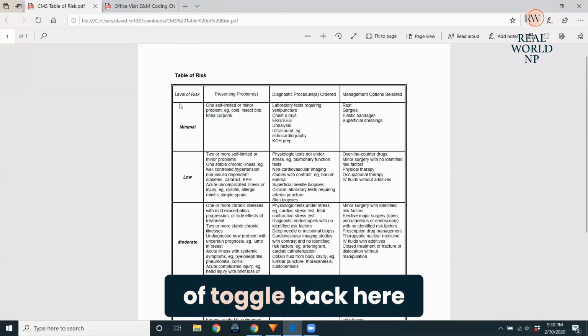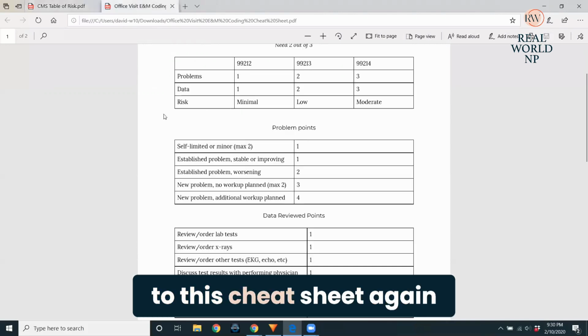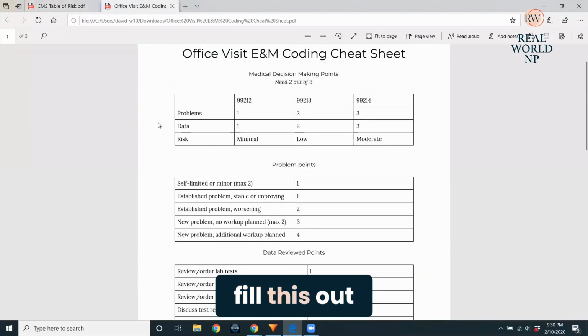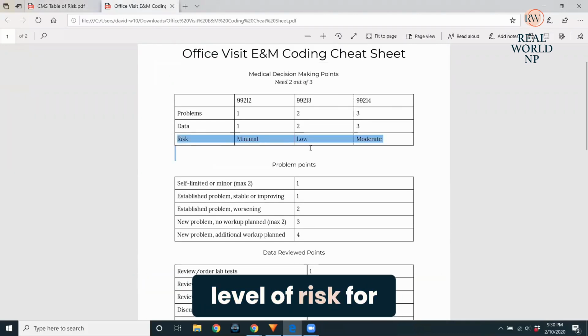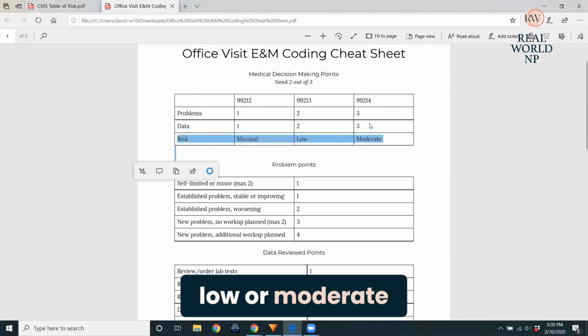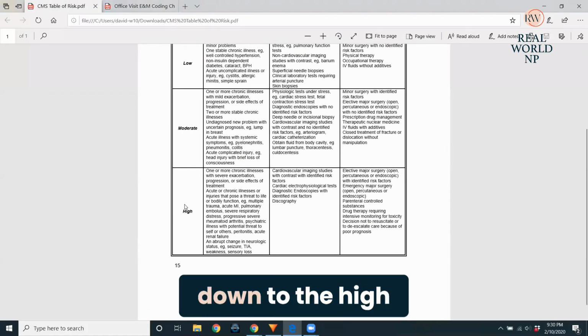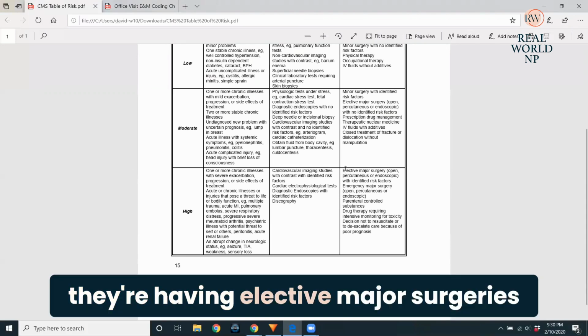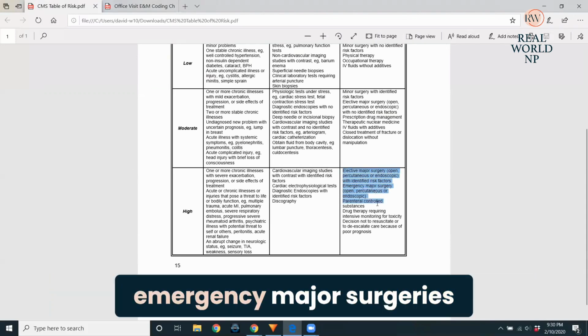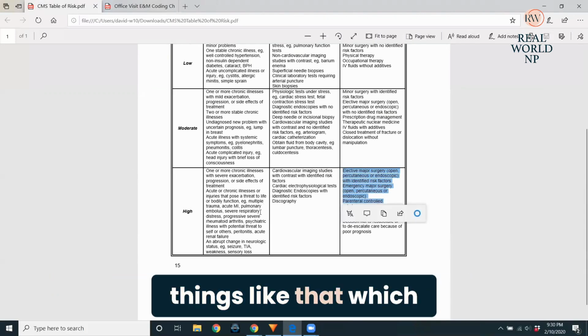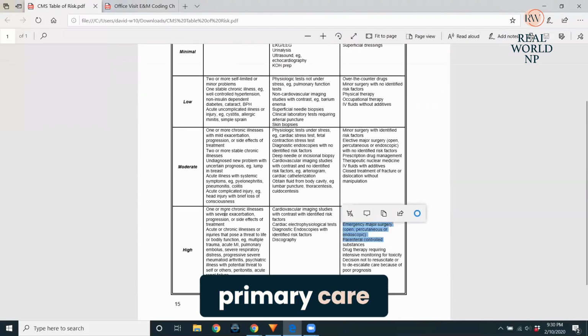So if we toggle back here to this cheat sheet, again, you're literally going to fill this out. So what is your level of risk for your problem? Is it minimal, low, or moderate? Again, because the high risk ones are typically you're sending them to the ER. If we scroll down to the high risk ones, they're having elective major surgeries, emergency major surgeries, things like that, which you're not doing in primary care, but you can select here.